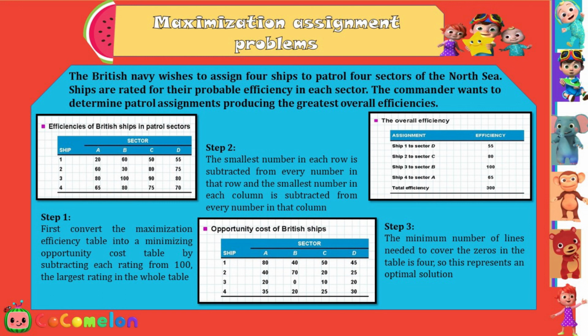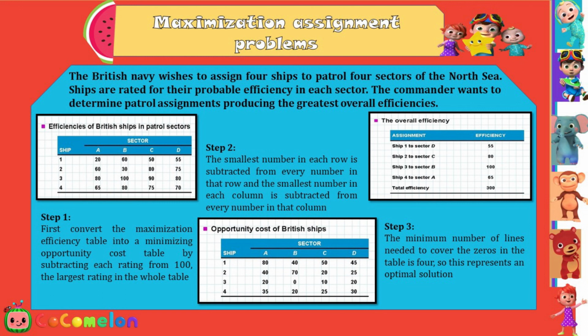maximum rating. Then after step 2, step 3 is that the minimum number of lines needed to cover the zeros in the table is 4. So this represents an optimal solution. So this third table shows us the final assignment.